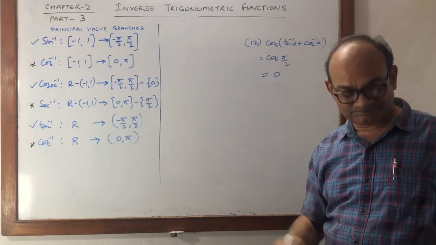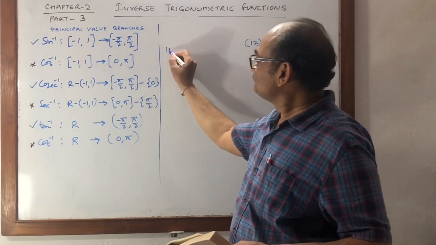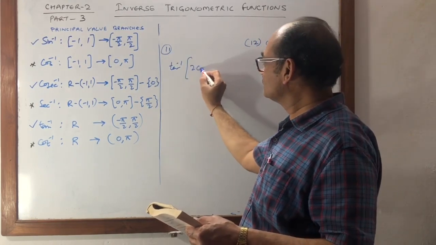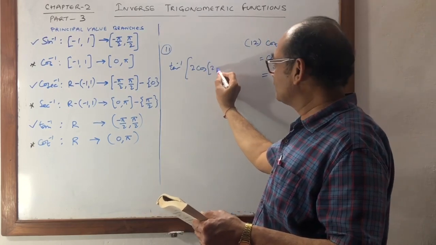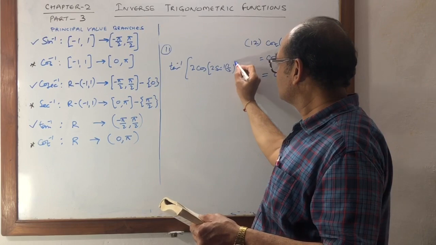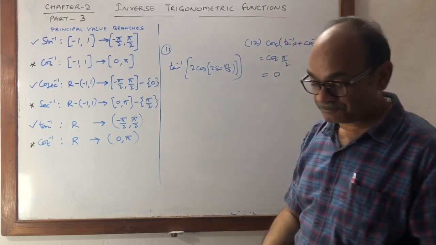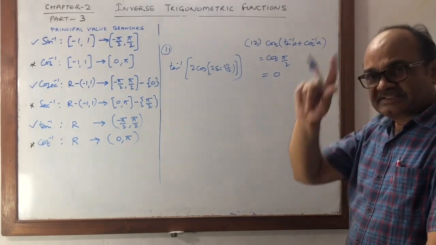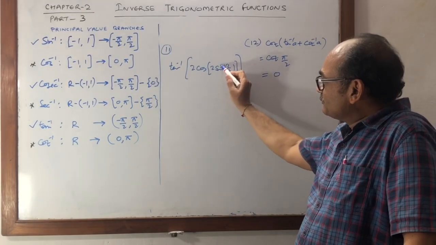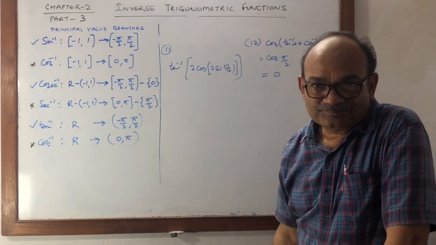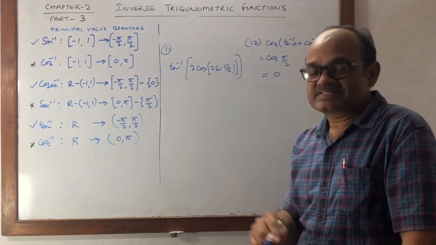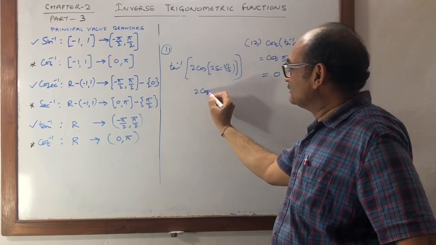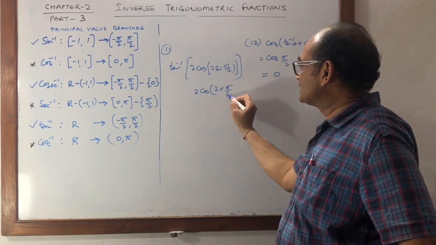Very simple. One more question, 11th. Tan inverse of 2 cos, bracket, 2 sin inverse half. We have to simplify. First exercise. What is the principal value of sin inverse half? Group number 1, positive. Sin half means 30 degrees. This value is nothing but 30 degrees. So inside we can write pi by 6. Yes or no?